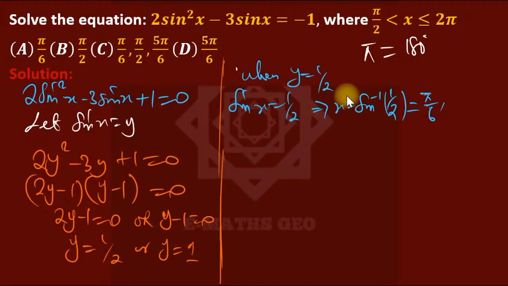To have two answers, since half is positive, it lies in the first and second quadrants, not the fourth quadrant. The second is 150, and 150 means 5 pi over 6. Since pi over 6 is 30, 5 times 30 is 150. So that's it for when y is half.